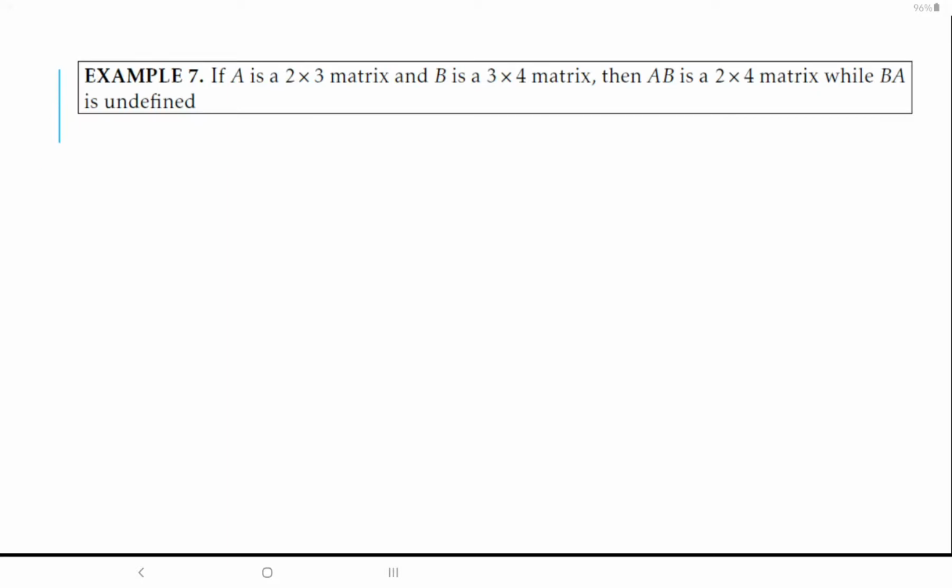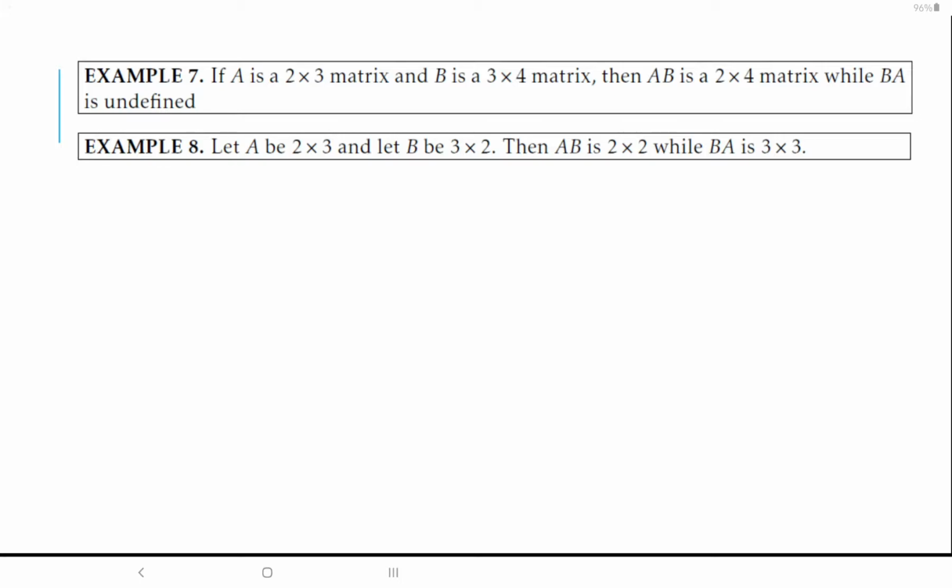Okay, so let's proceed with the following example. So A is a 2 by 3 matrix and then B is a 3 by 4 matrix. Then AB is a 2 by 4 matrix while BA is undefined. Why is BA undefined? Because the number of columns of B is not equal to the number of rows of A. That is why it is undefined. And then next, let A be a 2 by 3 matrix and B be a 3 by 2 matrix. Then AB is 2 by 2 while BA is 3 by 3. Both exist but they are of different sizes.